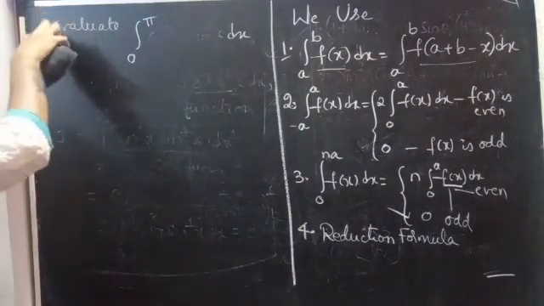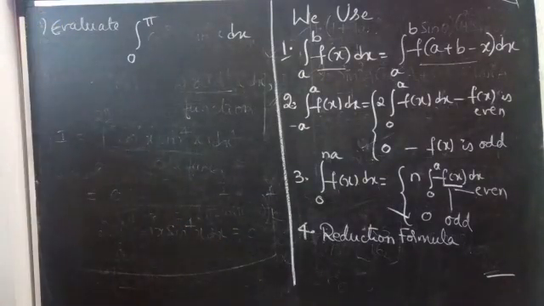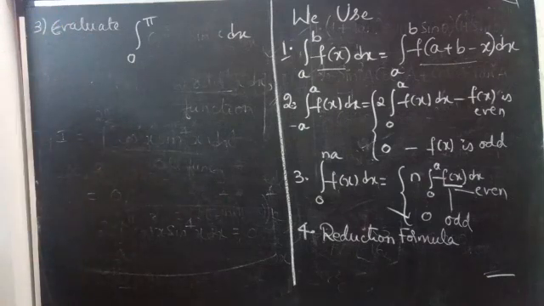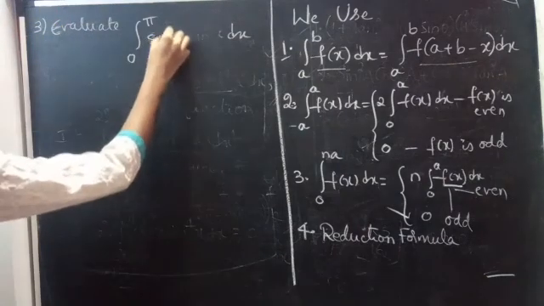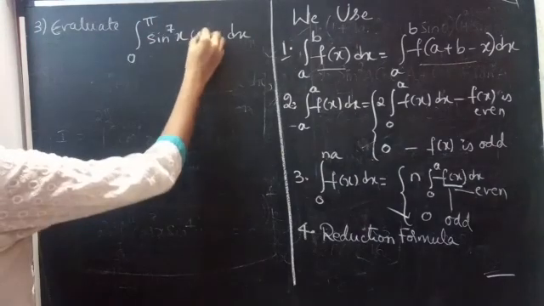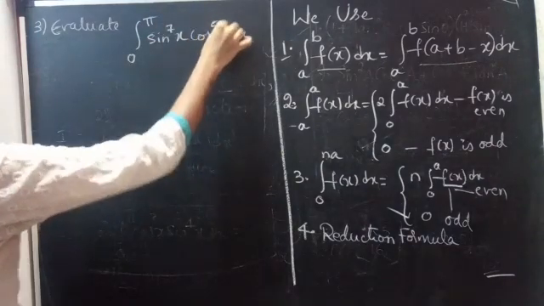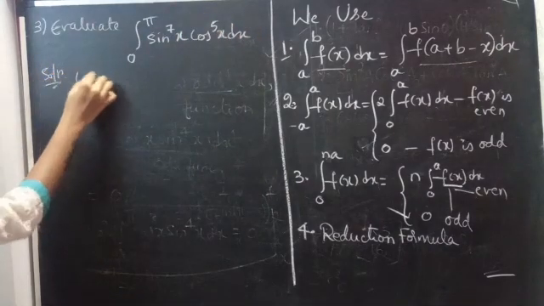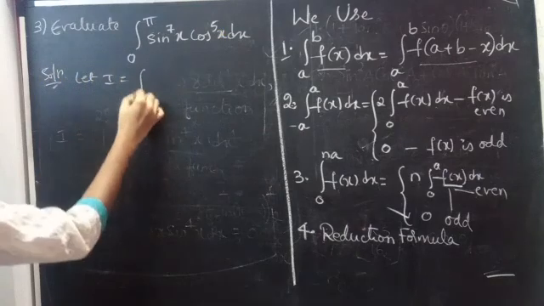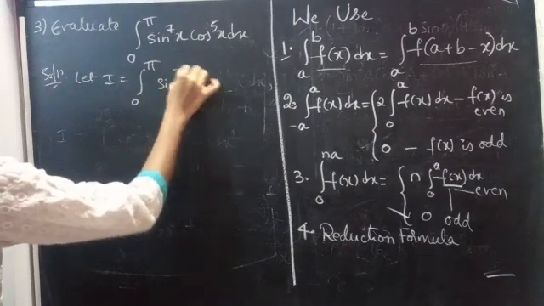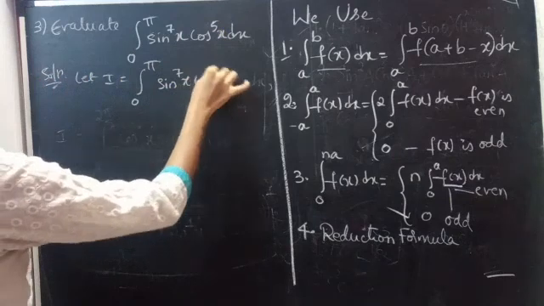Next, coming to the third problem. Evaluate the integral from 0 to pi of sine power 7x into cos power 5x. Solution. Let I equal the integral from 0 to pi of sine power 7x into cos power 5x dx.